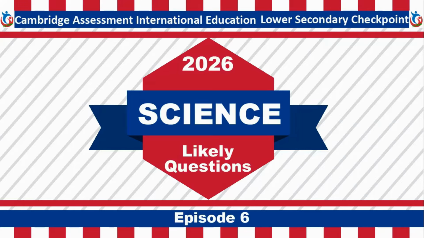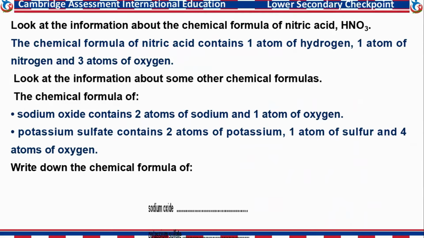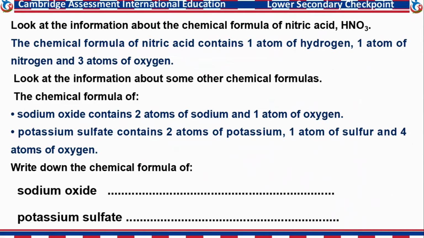This is part 6 of our likely questions in preparation for the Cambridge exam. So we just dive right into our first question that says, look at the information about the chemical formula of nitric acid. So we're given HNO3 there. And looking at the formula, the chemical formula of nitric acid contains one atom of hydrogen, one atom of nitrogen, and 3 atoms of oxygen.